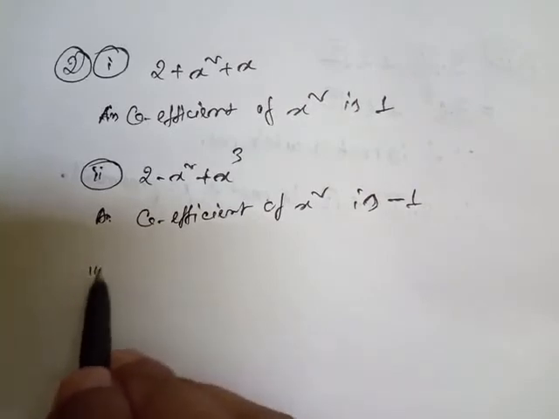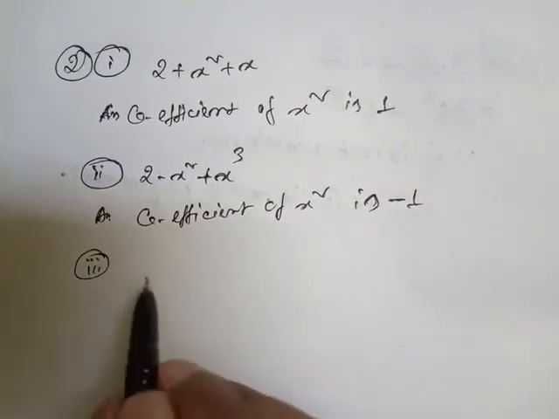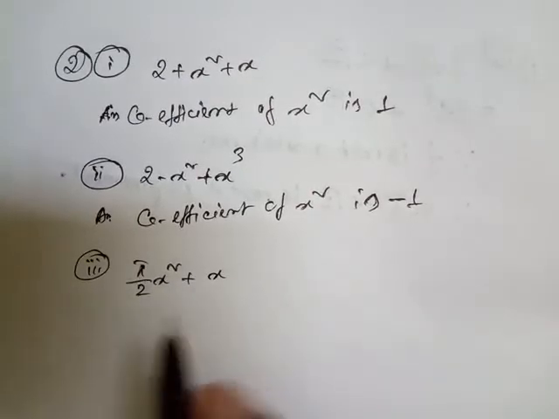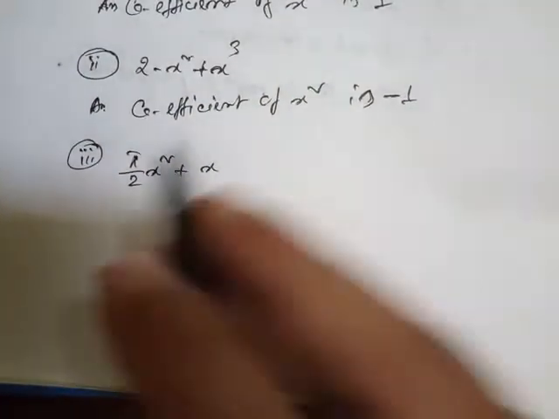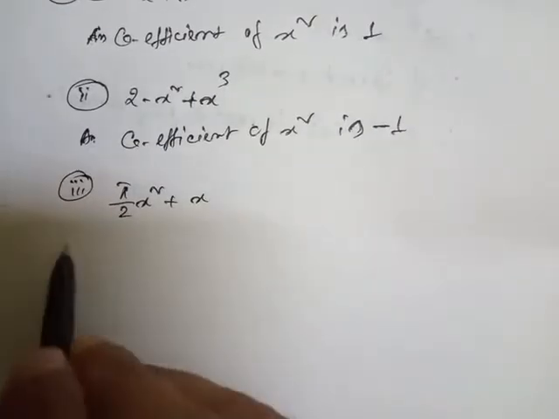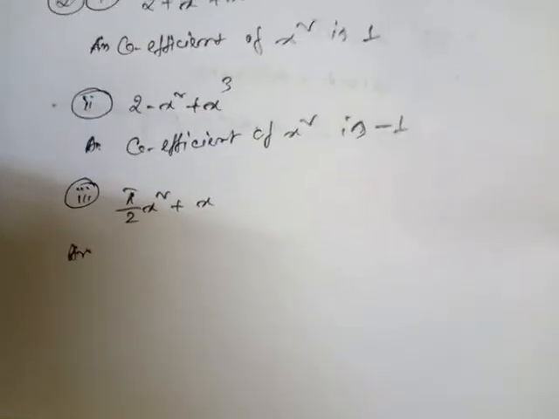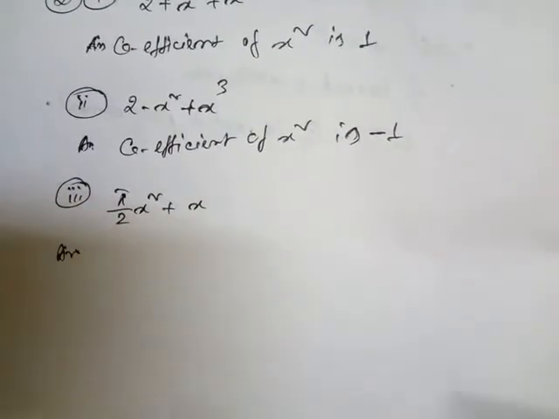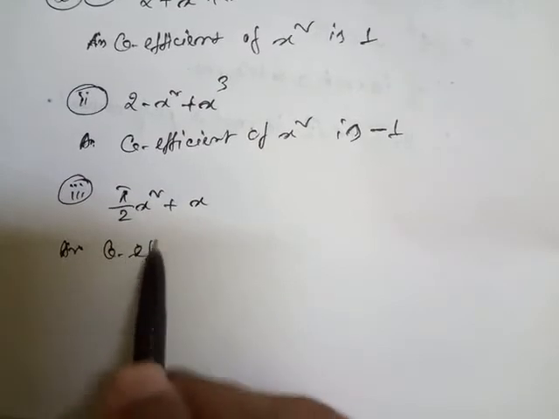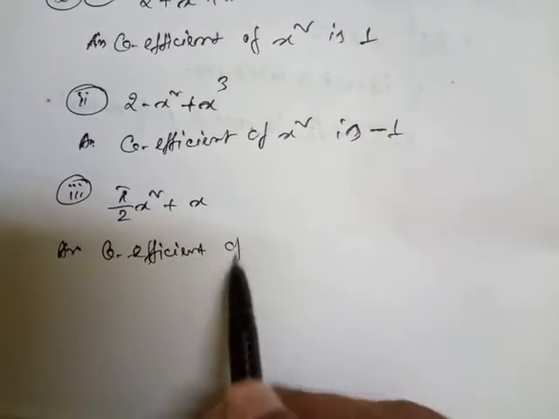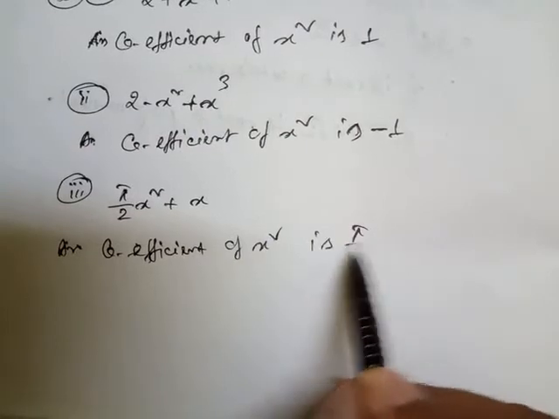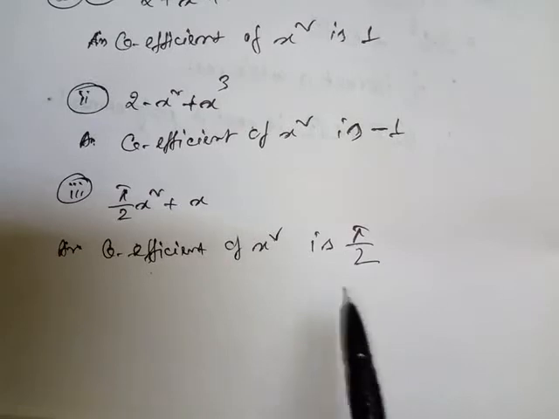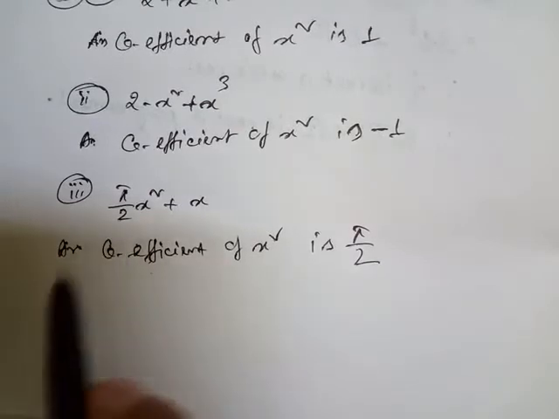Next Roman 3 here. Now Roman 3 question is pi by 2 x square plus x, so we can write the answer here: coefficient of x square is pi by 2. Look, with the x square there is pi by 2, that's why the coefficient of x square in Roman 3 is pi by 2. And the last one, Roman 4.